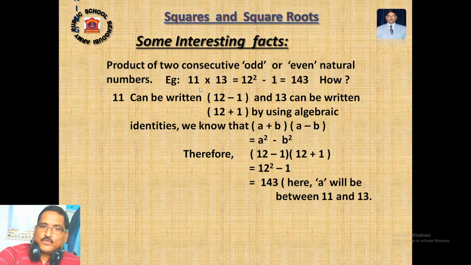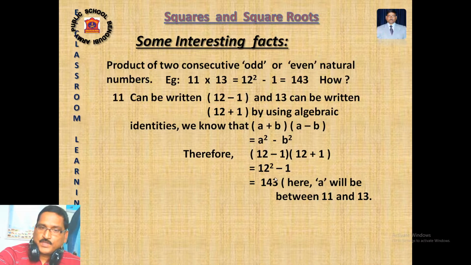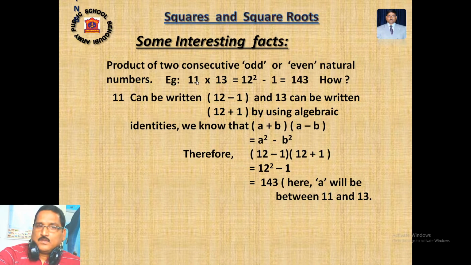The explanation is there. 12 square minus 1: 11 can be written as 12 minus 1, and 13 can be written as 12 plus 1. By the algebraic identity, a plus b into a minus b is equal to a square minus b square, that is 12 minus 1 into 12 plus 1 is equal to 12 square minus 1. This you need not show, I'm just proving it. You have to remember the number in between, that square minus 1. So 11 into 13, in between 12 is there, 12 square minus 1.